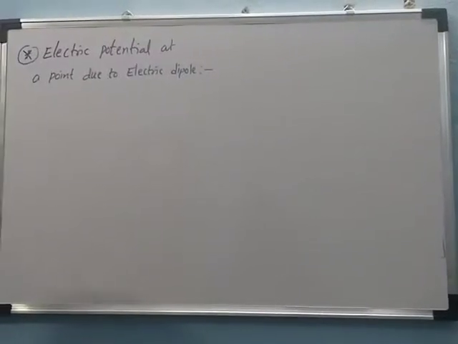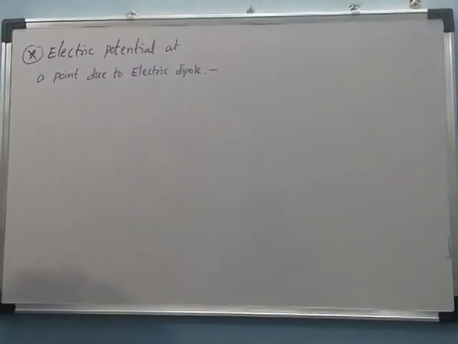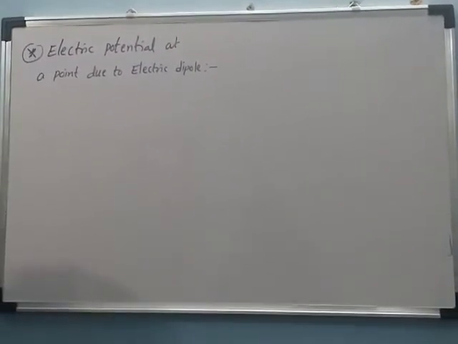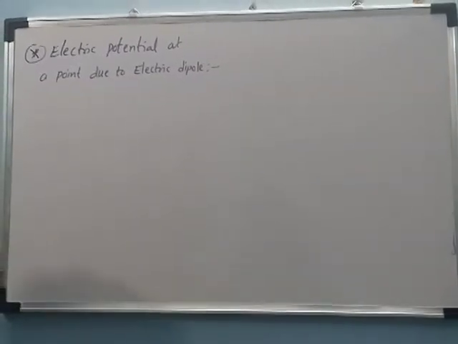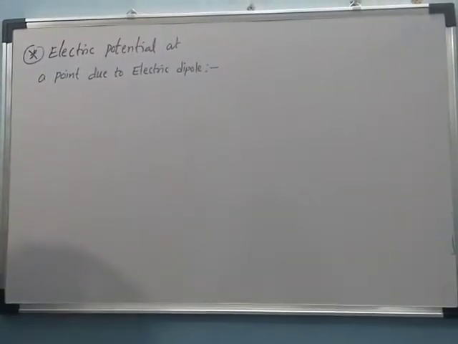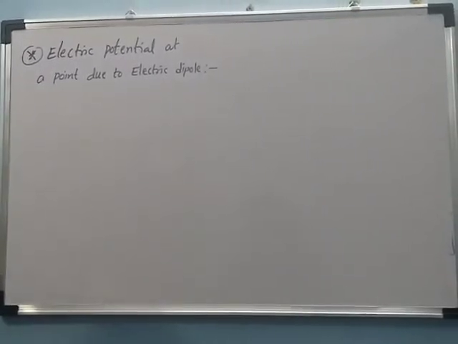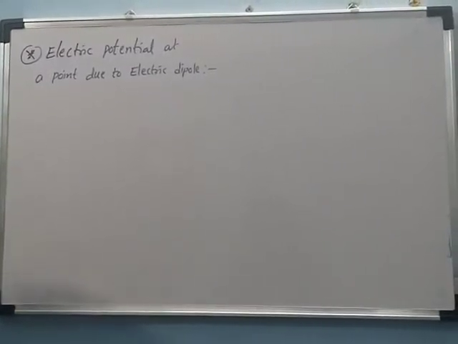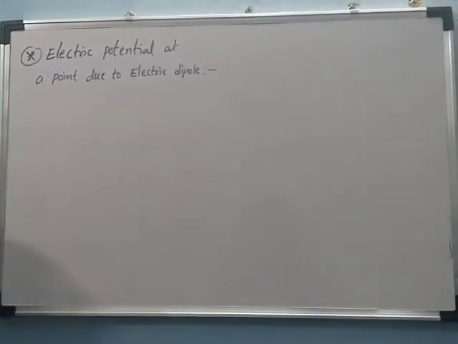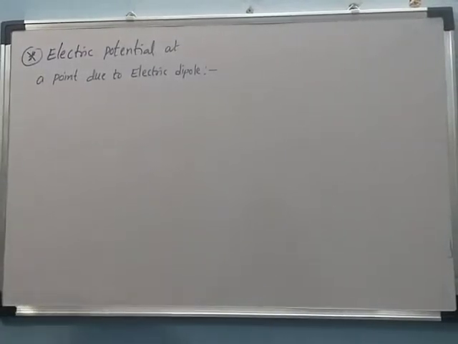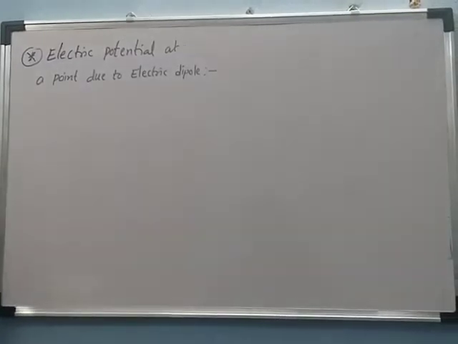The next topic we are discussing is the electric potential at a point due to an electric dipole. What is an electric dipole? In the previous class we discussed the electric potential due to a point charge. What is the formula for that? V is equal to 1 by 4 pi epsilon naught Q by R. That is the principle.